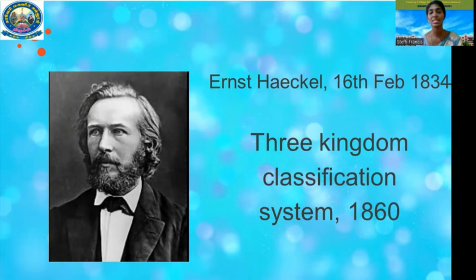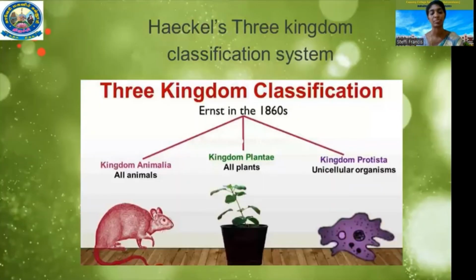He was born on 16th February 1834. He was a zoologist, an accomplished artist and an illustrator, and later he became a professor of comparative anatomy. Although Haeckel's ideas are important to the history of evolutionary theory, he was a competent invertebrate anatomist, most famous for his work on radiolaria. Now let us see about the three kingdom system of classification.